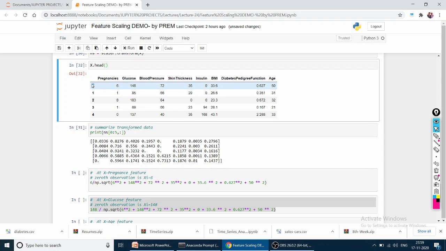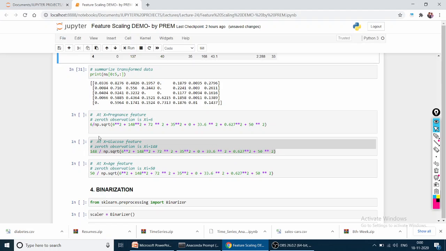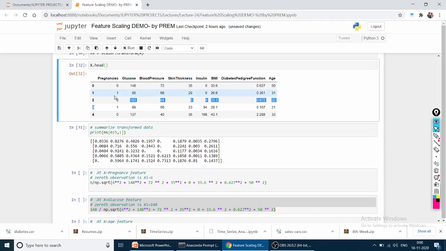At the 0th observation, meaning there are 768 rows, the rows start from 0. So this is the 0th observation, this is the first observation, meaning row number 0, row number 1, row number 2, like that. At the 0th observation, the xi value will be 6.